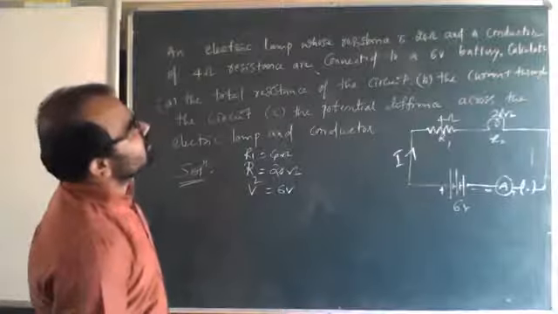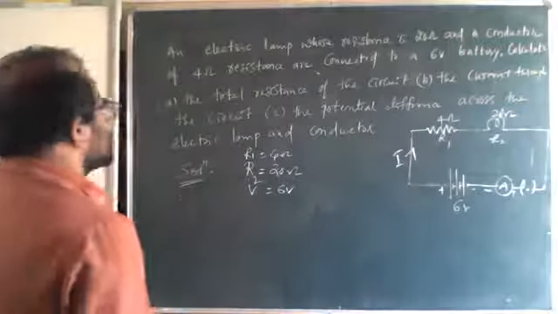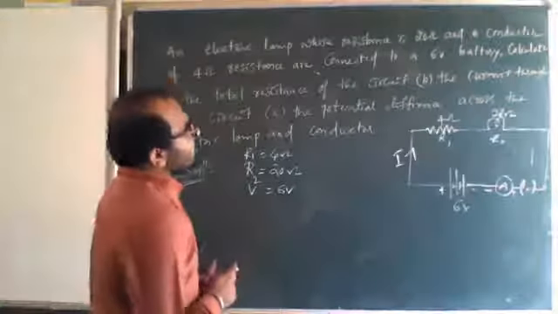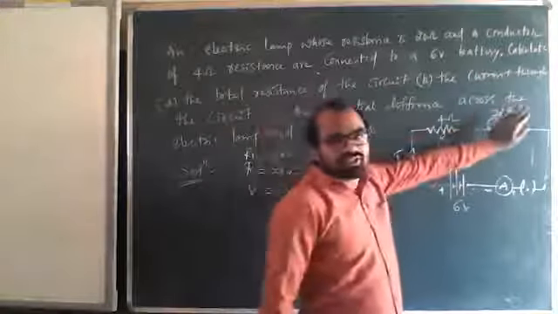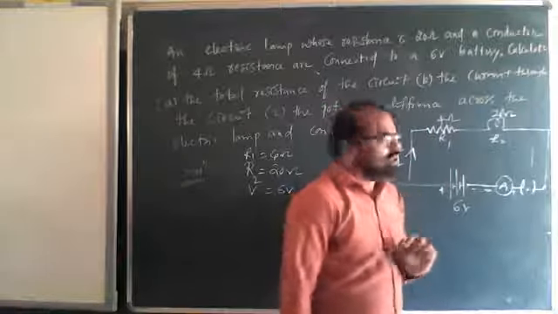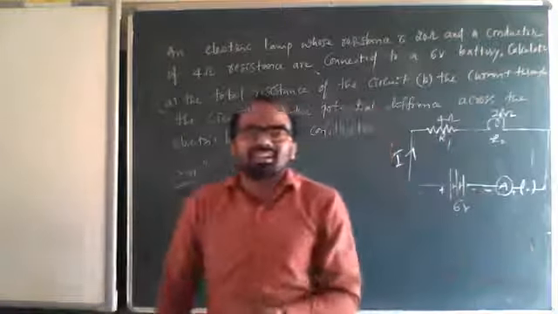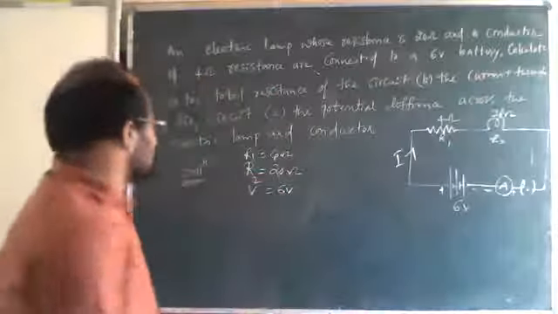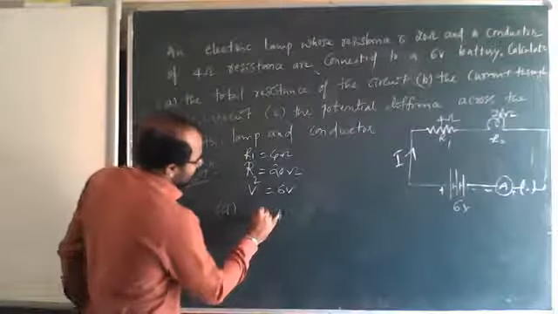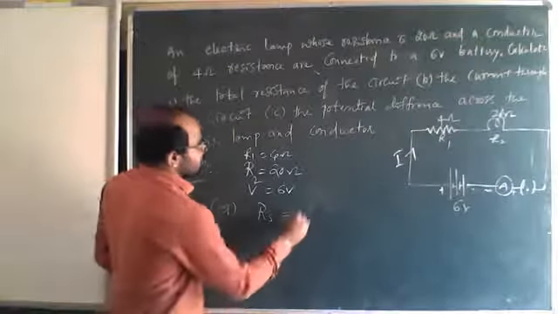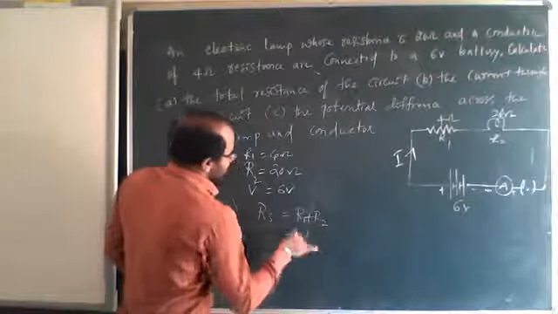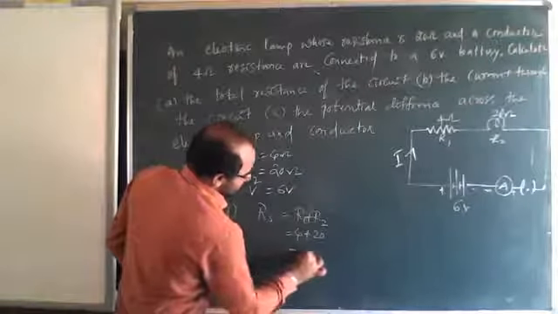Calculate A, the total resistance of the circuit. B, the current through the circuit. C, the potential difference across the circuit. See here, first, what is happening? The bulb is also a resistor. You should remember this. The 4 ohm and 20 ohm are in series, so I can find the total resistance of the circuit very easily. A is the total resistance of the circuit, that is RS. RS is equal to R1 plus R2, that is 4 plus 20, which is 24 ohm.